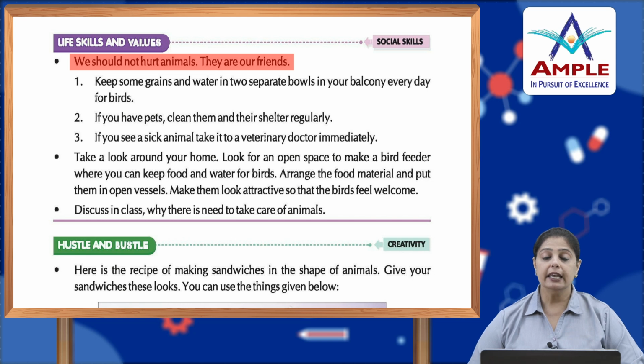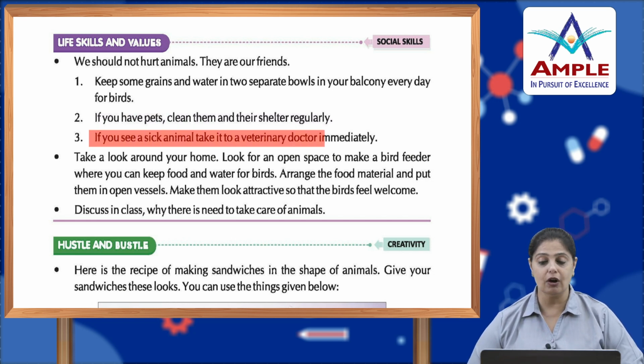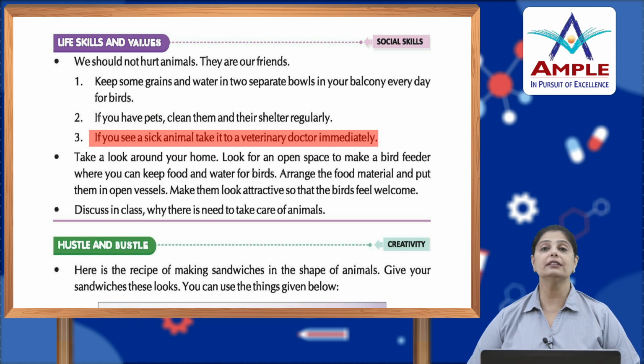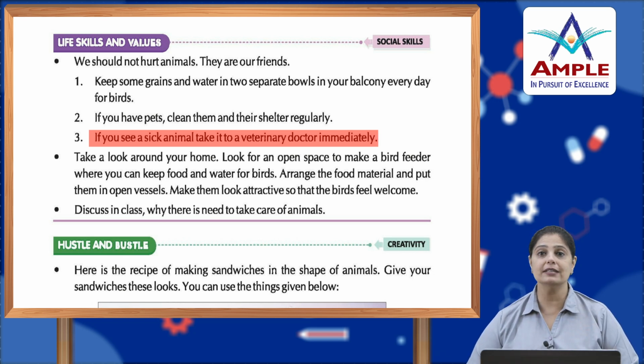So keep some grains and water in separate bowls in your balcony every day for birds. If you have pets, clean them and their shelter regularly. If you see a sick animal, take it to a veterinary doctor immediately. So the person who treats animals is known as a veterinary doctor.